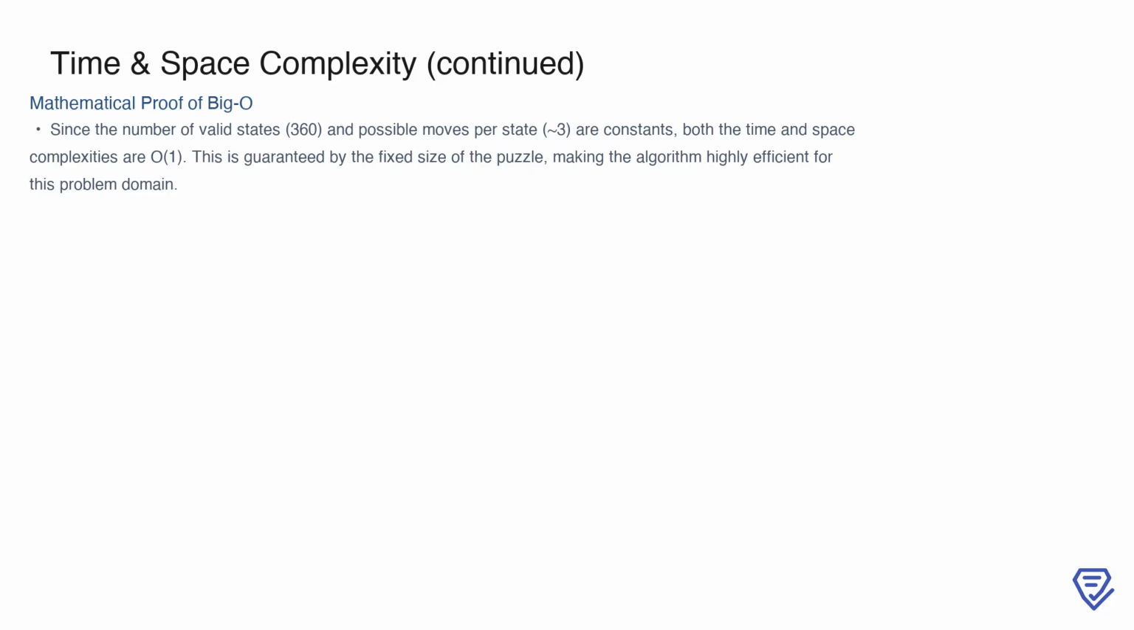The mathematical justification for both time and space complexities being 1 lies in the fixed size of the sliding puzzle. With only 360 valid states and an average branching factor of roughly 3, the total number of operations and memory usage are constants. This guarantees that the algorithm remains highly efficient within this problem domain. Unlike problems with unbounded input sizes, the constraints of the 2x3 puzzle ensure that the BFS exploration and associated data structures operate within predictable limits. As a result, the algorithm's performance is both optimal and scalable for this fixed-size problem.